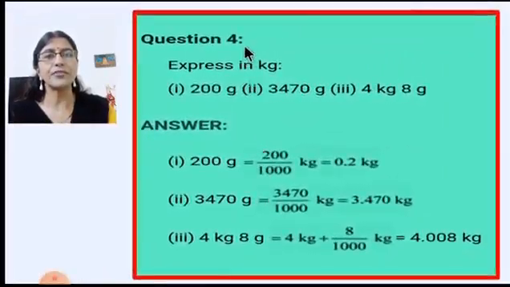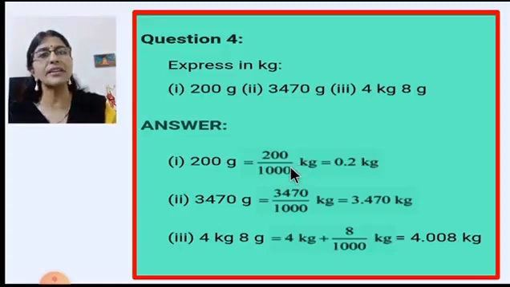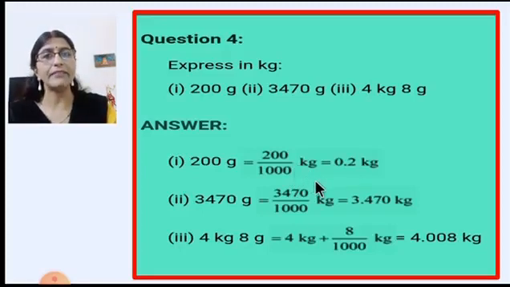This is question number 4. Now we are going to express in kg, and there are 3 questions. 200 gram we have to convert into kg, 3470 gram into kg, 4 kg and 8 grams into kilogram. So let us see how to solve it. First, 200 gram. As you know, 1000 gram is 1 kg. We have learned this before. So same thing here, we are converting a small unit into a big unit. So we are going to divide. Whenever we convert a smaller unit into a bigger unit, we divide. And when we convert a bigger unit into a smaller one, we multiply.